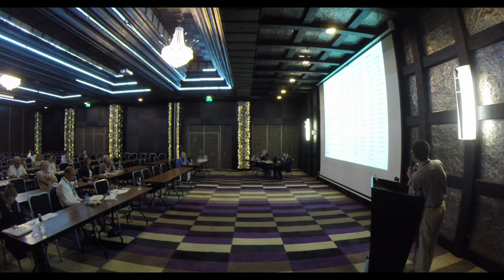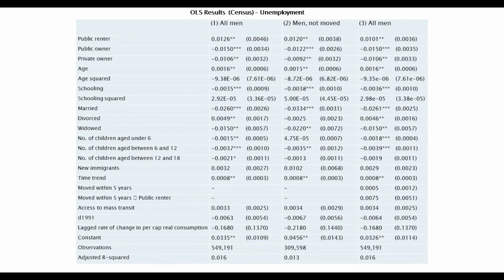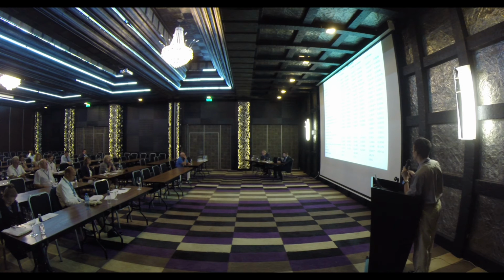So this table gives the results for unemployment. Again, focusing on the first row, you can see that there's a significant effect of living in a public rental unit on unemployment. Those who live in public rental housing units tend to have a higher rate of unemployment.